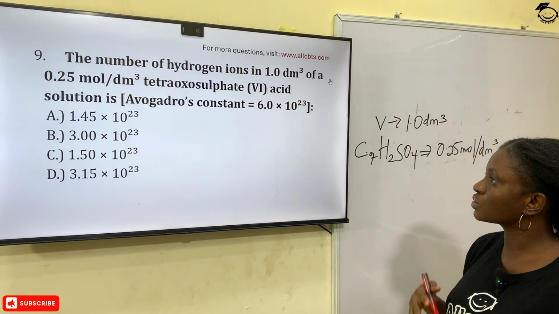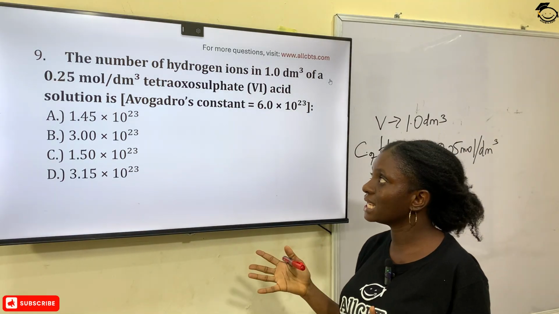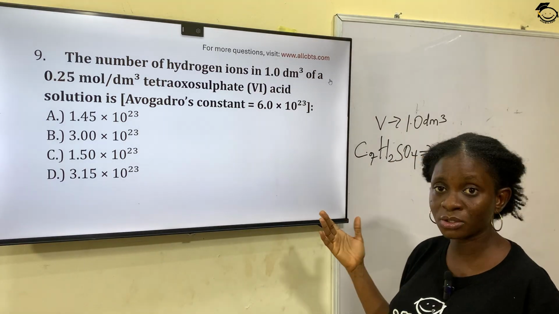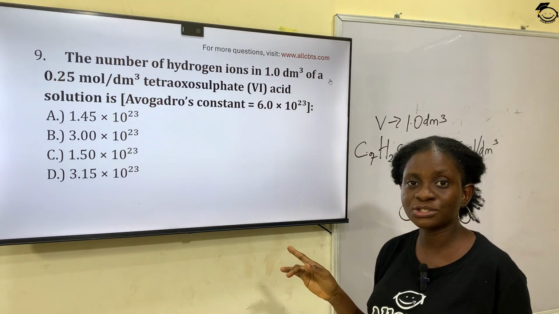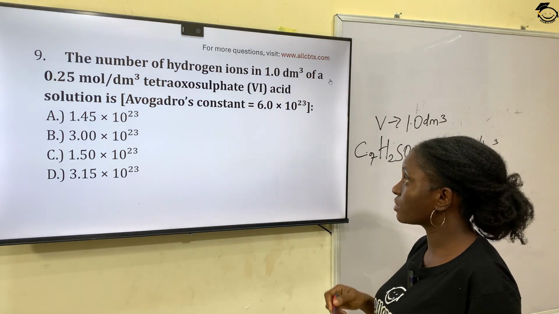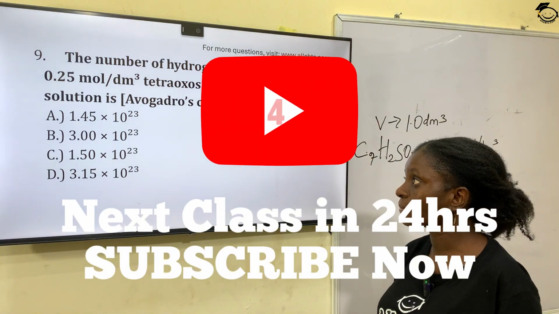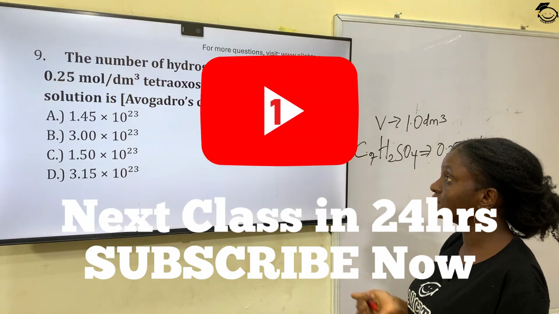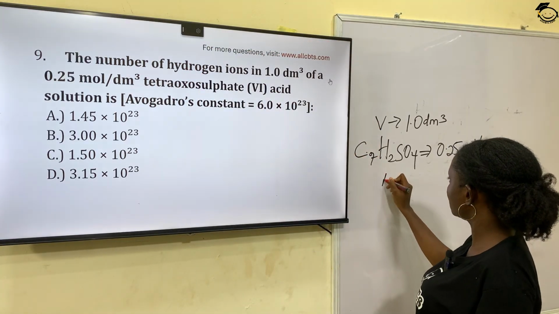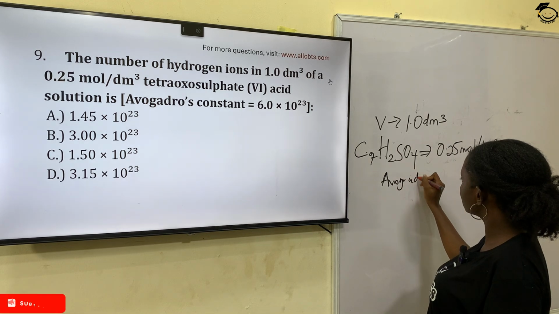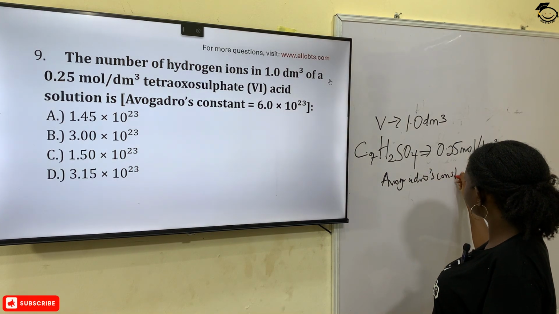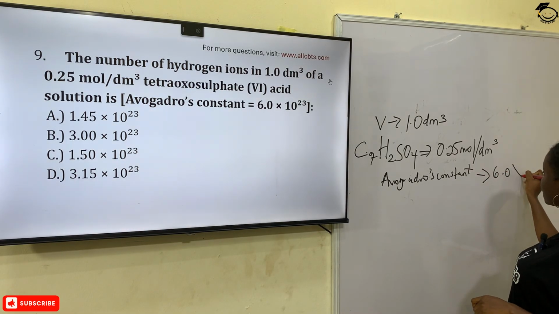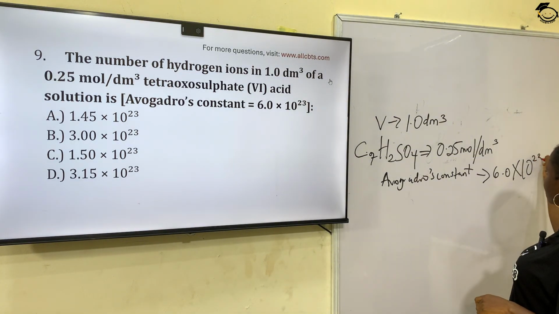So in this question, we have to calculate the number of hydrogen ions. So we are provided with the volume, 1 dm cube, and the concentration of tetraoxosulfate(VI) acid solution is 0.25 mole per dm cube. We are also given the Avogadro's constant to be 6.0 times 10 raised to power 23.